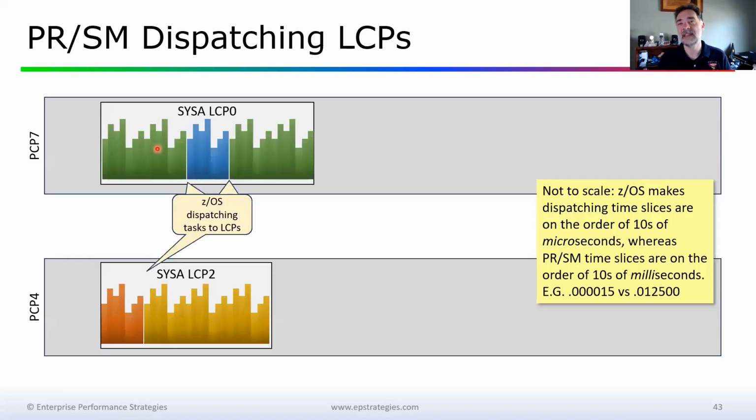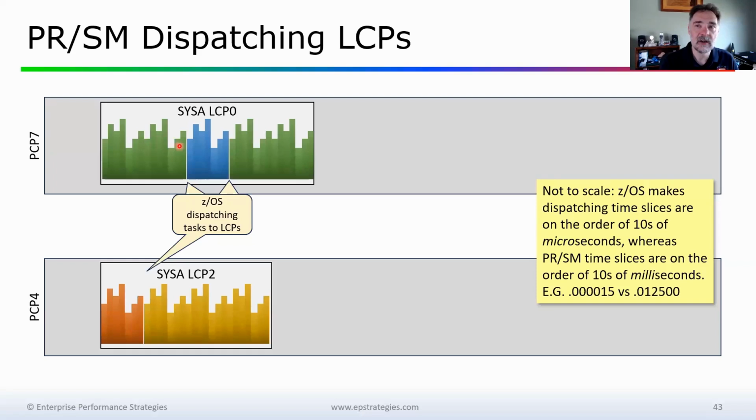So these fancy charts here, what I've tried to do is I've simplified it now. We have 2 physical CPs here. It doesn't matter which ones are Y or anything. And we have these LPARs here. I have sys-A, and I'm showing a couple of logical CPs here for sys-A. And I have workload, these work units on sys-A. We have green, blue, orange, yellow work units.